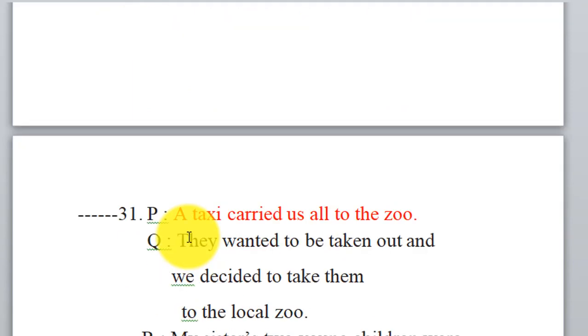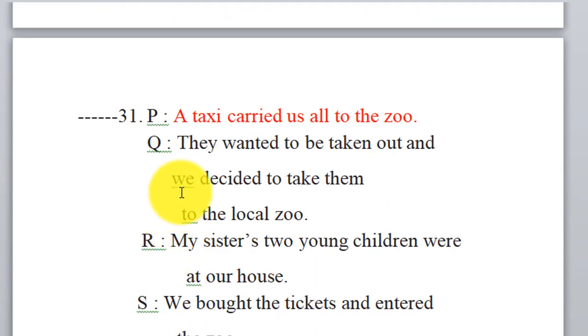Fine, question number 31, look here. A taxi carried us all to the zoo. Yes, it is about a taxi going to the zoo, a place where animals live. They wanted to be taken out and we decided to take them to the local zoo, right? This cannot be the first idea. My sister's two young children were at our house. This is the first.